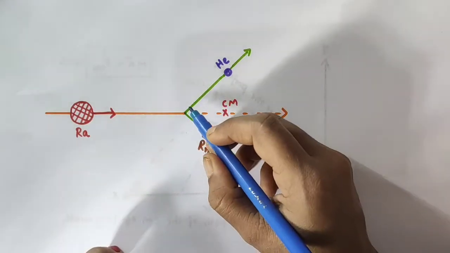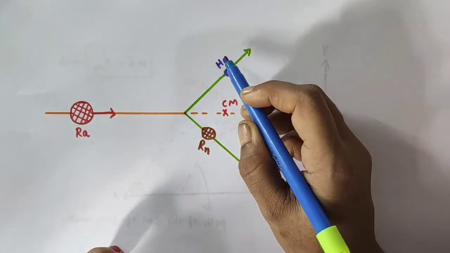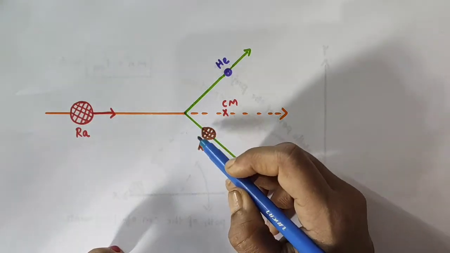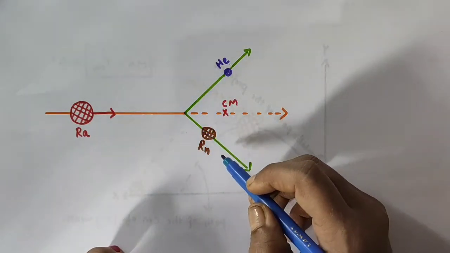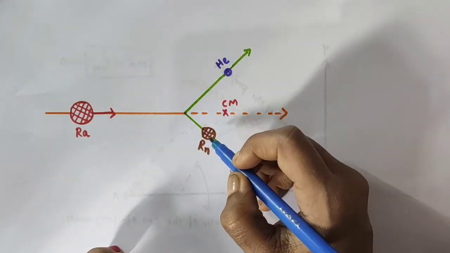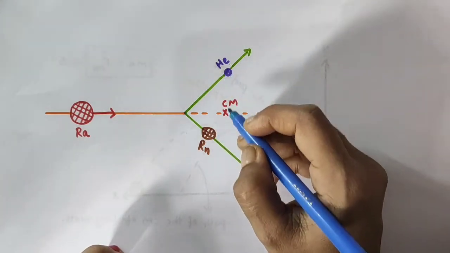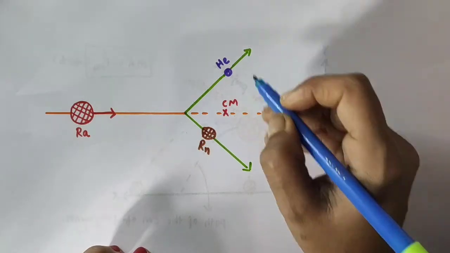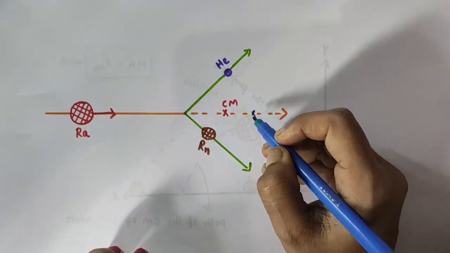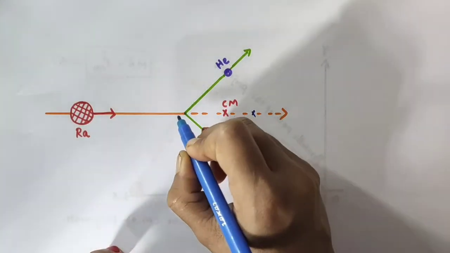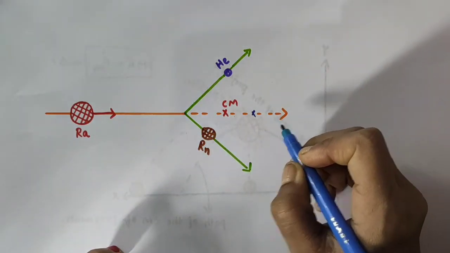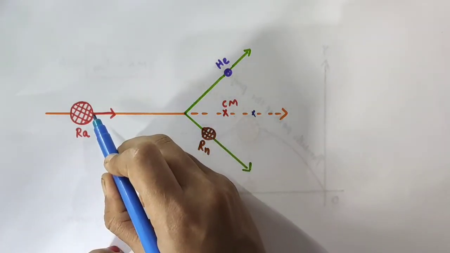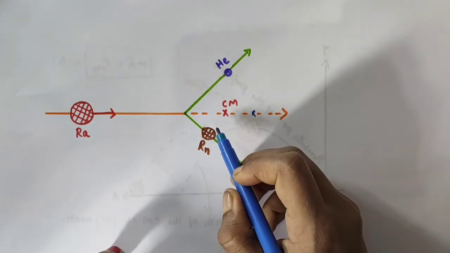After the decay, we got two particles, one is the alpha particle, another one is the radon nucleus. They are moving in different directions. But when radon is here and the alpha particle is here, their center of mass lies here. After some time, the radon may be here, helium might be here, so the center of mass might be somewhere here. The center of mass always moves along the same straight path along which the original decaying radium nucleus was moving.